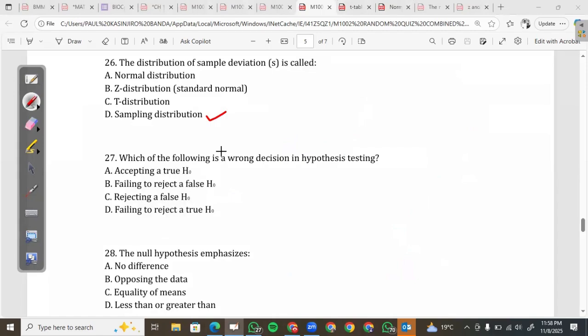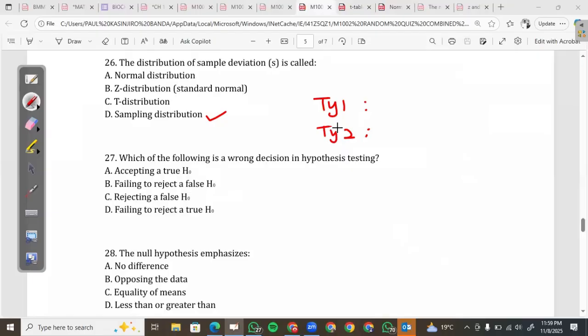Okay, and then now we are on question 27. Question 27 is about the errors that we can make when doing hypothesis testing. There are two errors: there's type 1 error, and then there's type 2. So what happens in a type 1 error and what happens in a type 2 error? Anyone who can help us, what is a type 1 error?